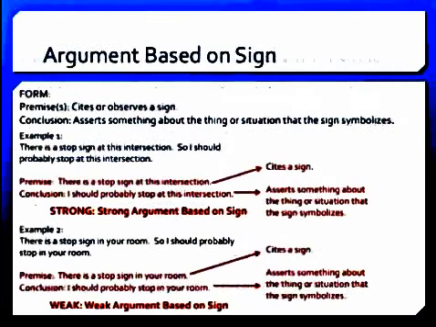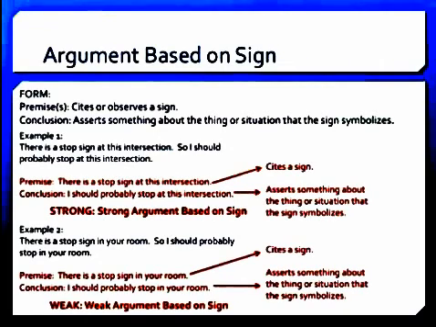Argument based on sign is the first inductive argument form that we'll be discussing. Any argument based on sign has the following pattern of reasoning. One of its premises, or at least one of its premises, will cite or observe a sign. And what we mean by a sign is basically any kind of sign or symbol.